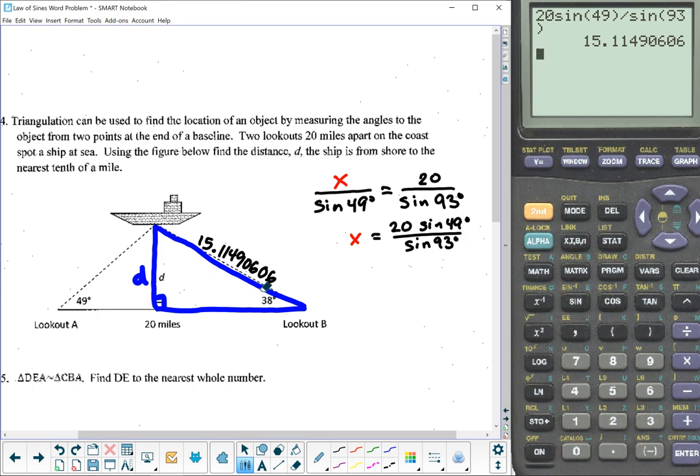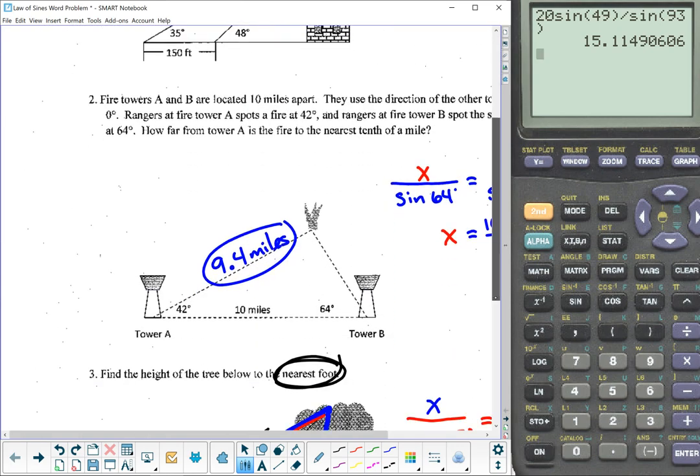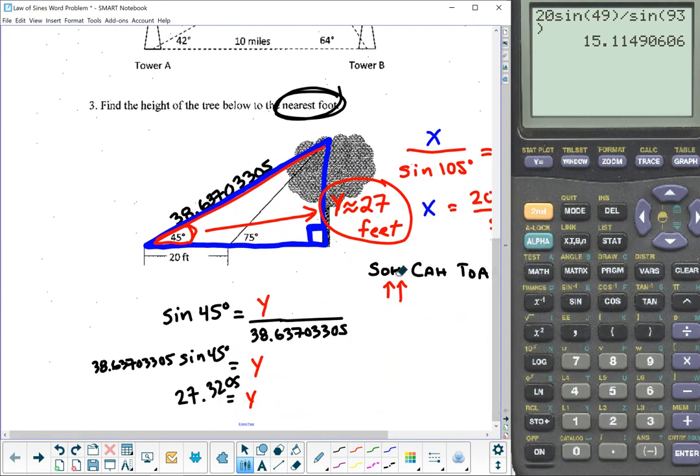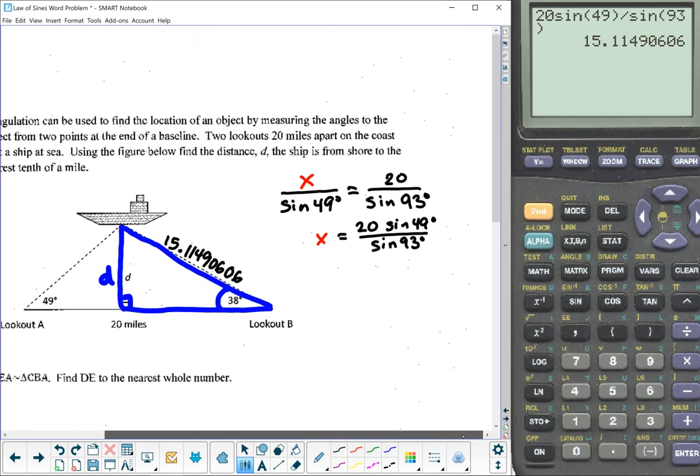I just need to do a SOHCAHTOA, because now I know from my 38 degrees, I have an opposite, which I'm trying to look for, and I have a hypotenuse. So opposite and a hypotenuse, we looked at it on the previous page. Opposite and hypotenuse, we're looking at sine. So I'm going to be utilizing sine 38 degrees equals opposite, which is D, and hypotenuse, which is 15.11490606.